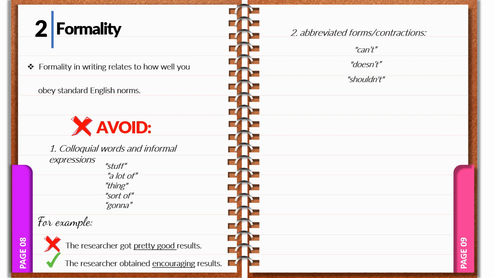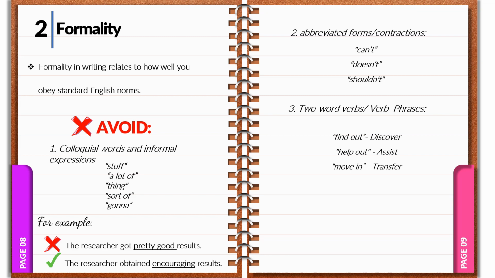Second, we have to avoid contractions or abbreviated forms, such as the words can't, doesn't, shouldn't. Third, we also have to avoid 2-word verbs or verb phrases, such as find out. Instead, we can use the word discover. Help out. Instead, we can use the word assist. Or move in. Instead, we can use the word transfer.